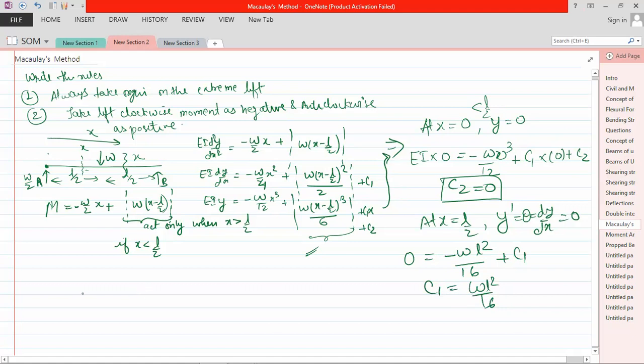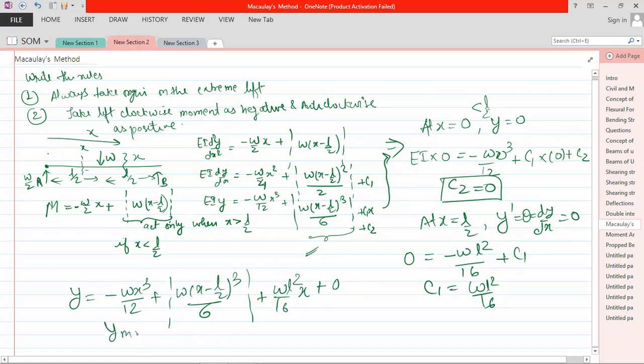Now put it in the equation of y. Y is equal to minus W x cube by 12 plus W into x minus L by 2 whole cube by 6 plus W L square by 16 into x plus C2 is equal to 0. Okay. Now you know that the maximum occurs at x is equal to L by 2. Okay. Y max. So put x is equal to L by 2. You will get the same expression.